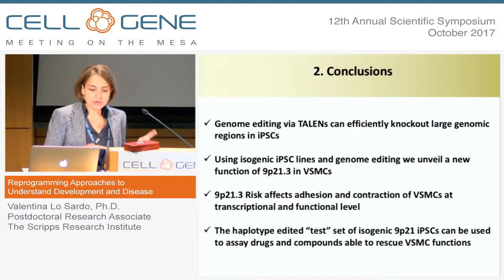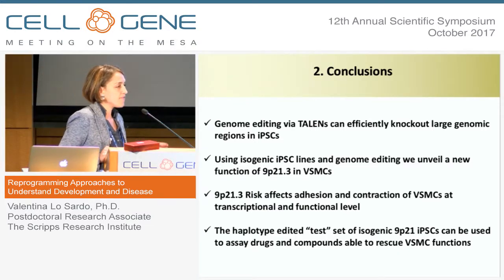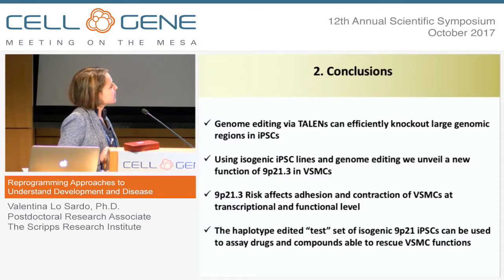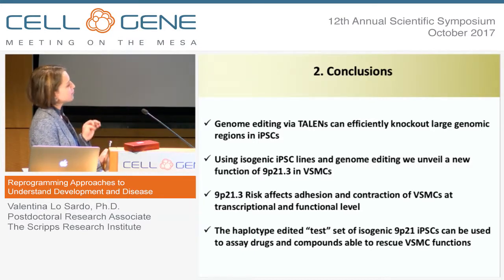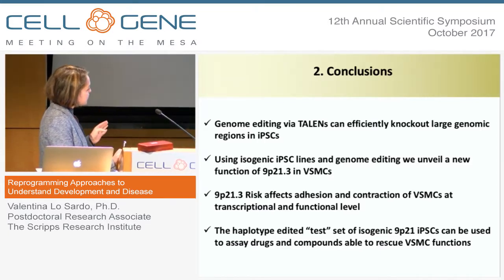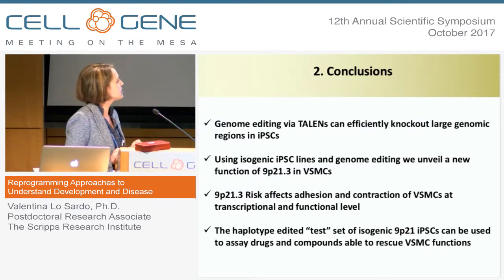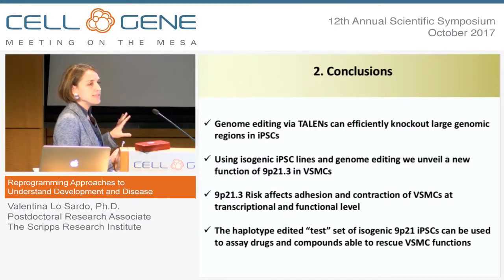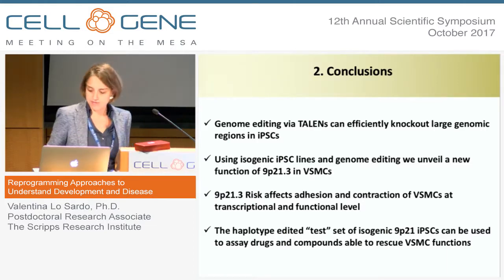So to conclude this second part, I would say we were able to use genome editing to delete a very large portion of the genome, 60 kb, in iPSC. And we used isogenic lines, which I think is a very nice approach. And for us, it actually was really good to discover a new function of the 9p21.3 locus that was never shown before. The 9p21.3 risk affects adhesion and contraction of smooth muscle cells, so this can be relevant actually for the disease. And of course, we can use these lines for doing drug screening, and it will be nice to find compounds that can actually rescue the defect we see.